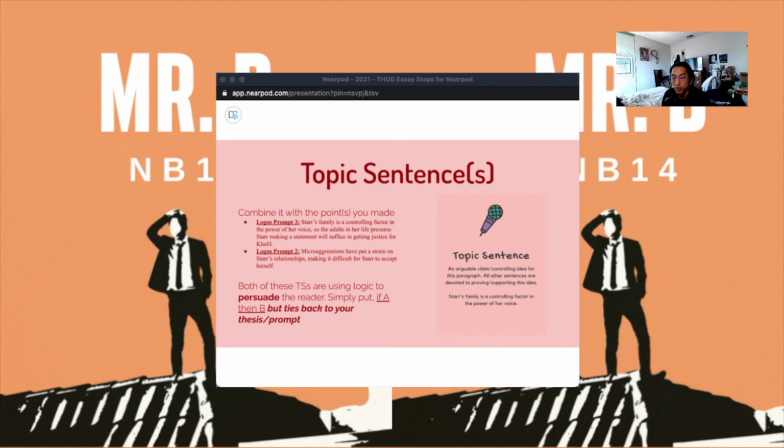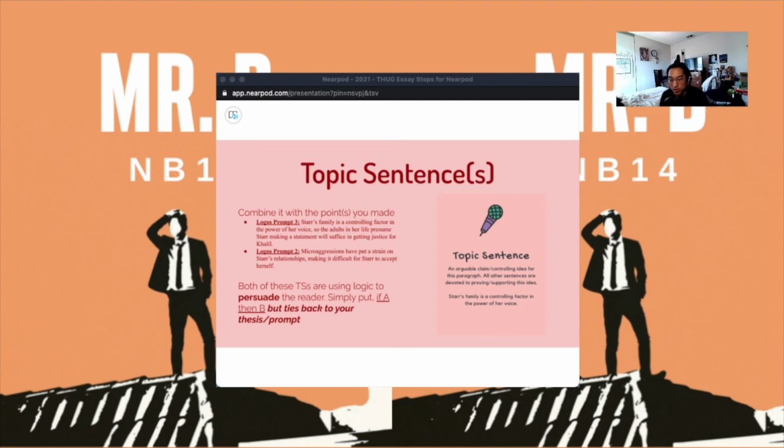Let's try and incorporate logos if we were going to use prompt number 2. Microaggressions have put a strain on Star's relationships, making it difficult for Star to accept herself. Now, how are both of these incorporating logos? Both of these topic sentences are using logic to persuade the reader. Simply put, if A, then B, but then ties back to your thesis or prompt.